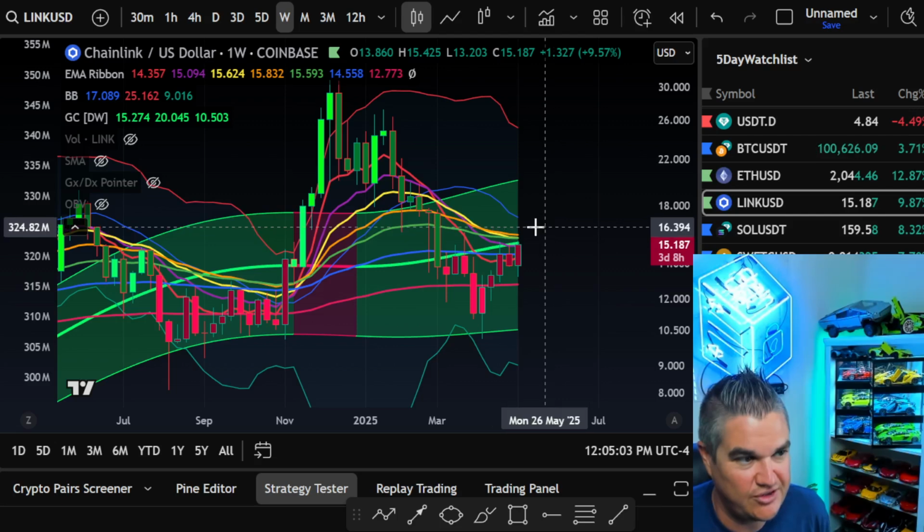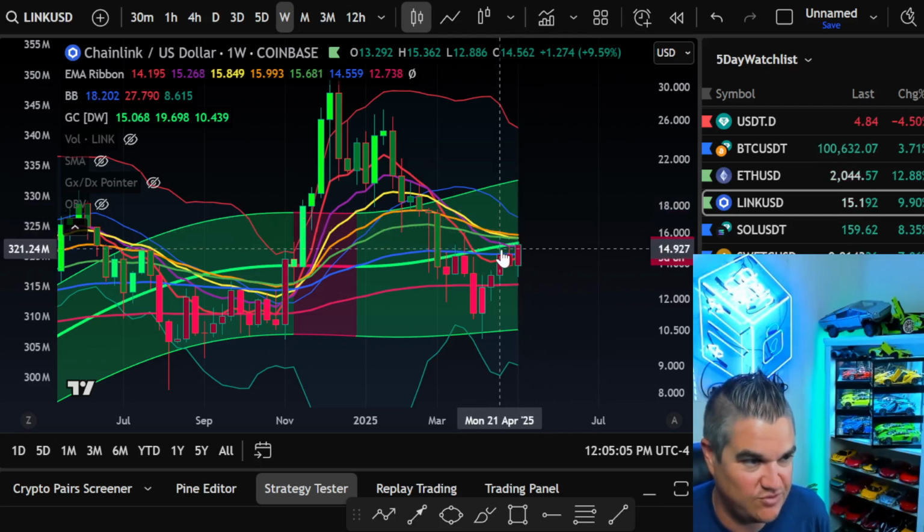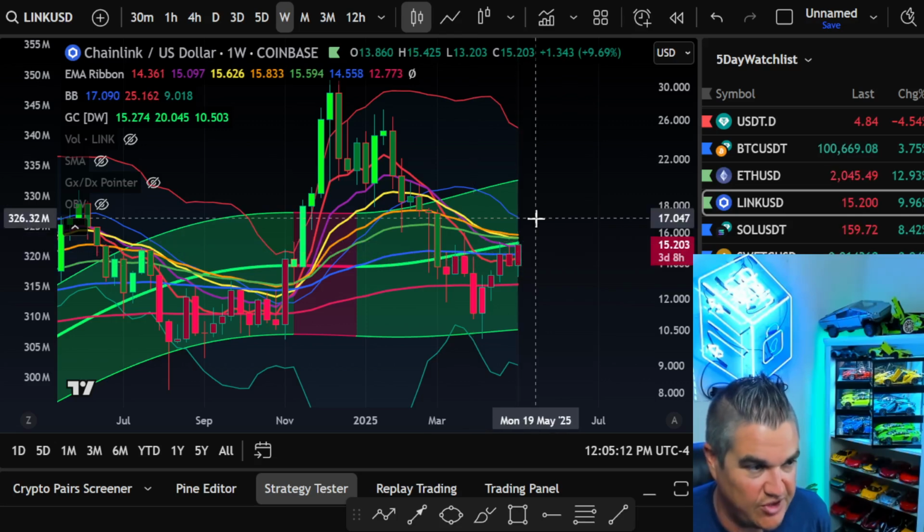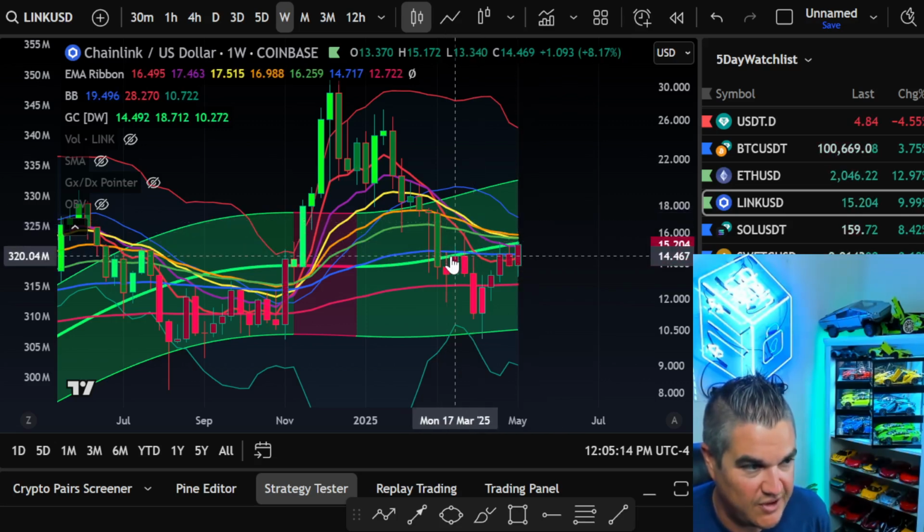16 is the start of the uptrend, right? That's where we really start to confirm it. This week could be that crack in the ice for the bears, and then we really start to pick up momentum. Here's our high, right?